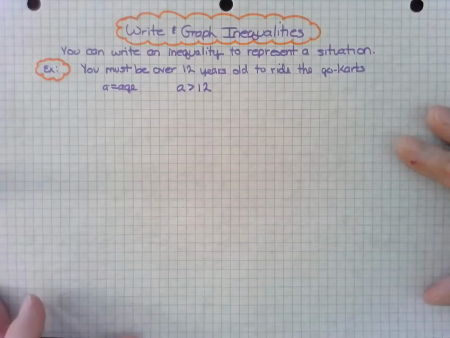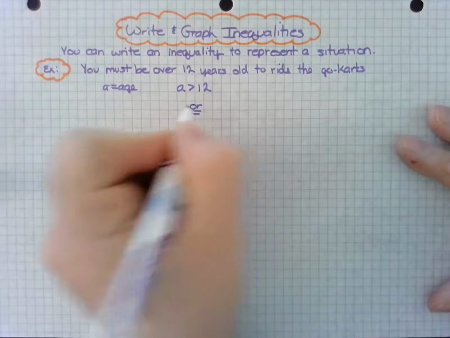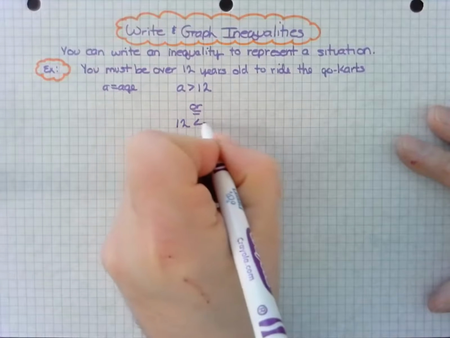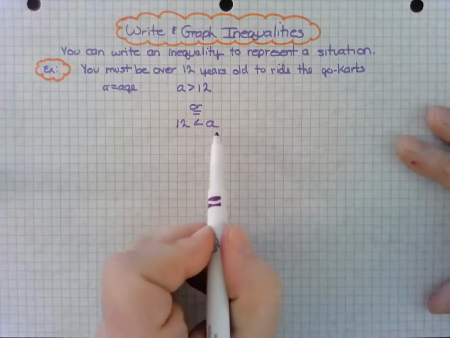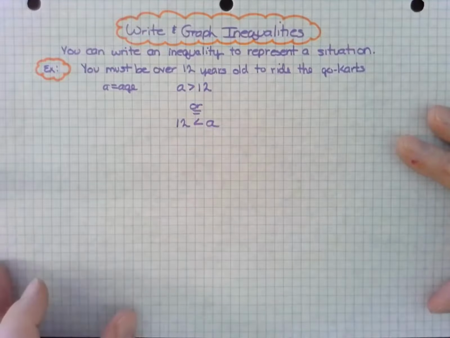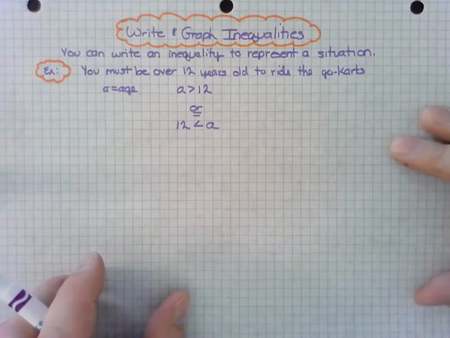Okay. I could also show it this way. 12 has to be less than the age. That means the same thing, because if I read it backwards, age is still greater than 12. Okay? And then there's a way to graph the inequality.